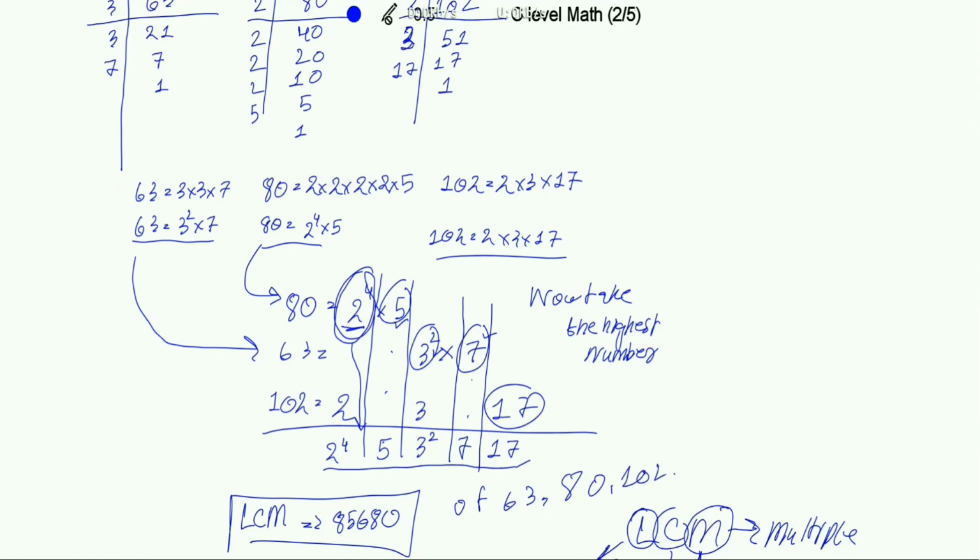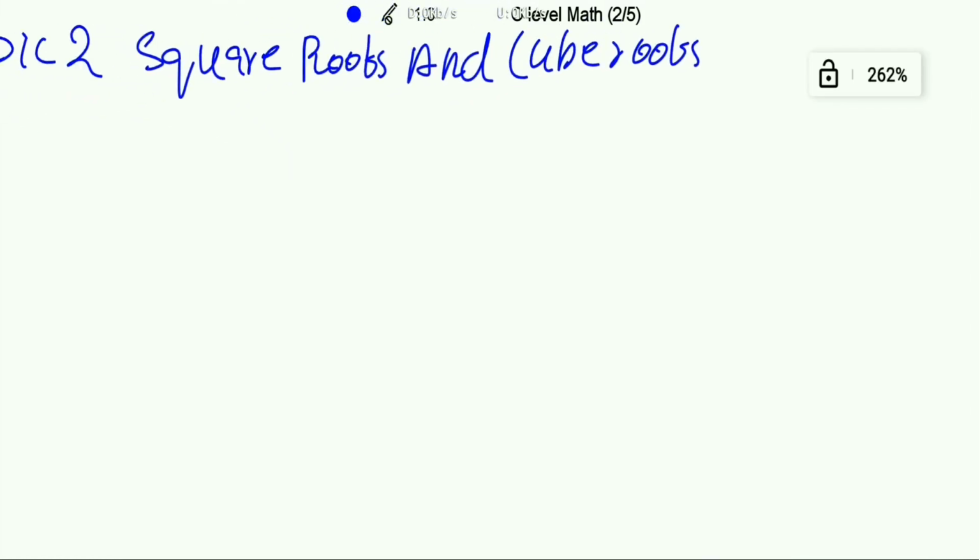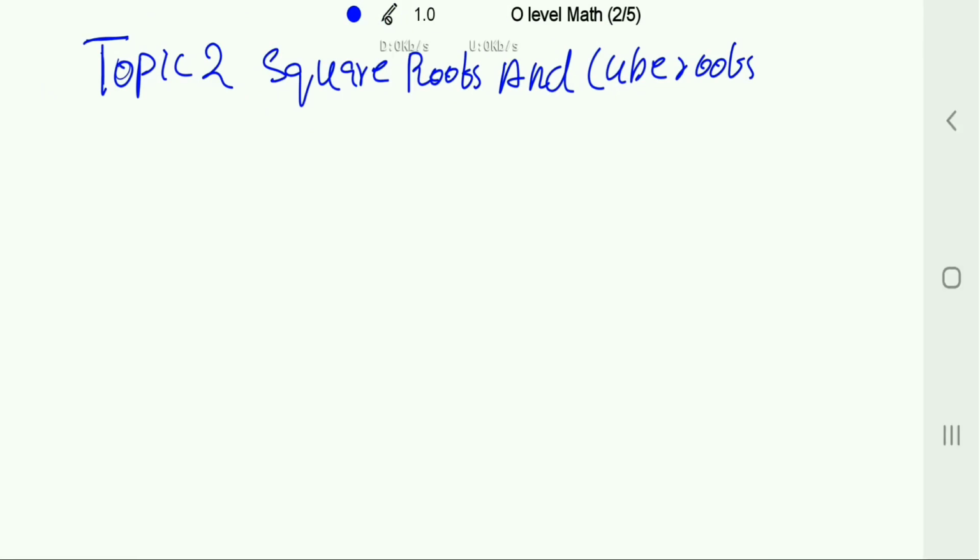Now we're going to move to topic 2, square roots and cube roots. Okay, so whenever we try to take the square root of any number, before moving on, let's understand square roots and cube roots. Let's say that 2 multiplied by 2 is equal to 4. These two numbers are positive and they're both multiplying.